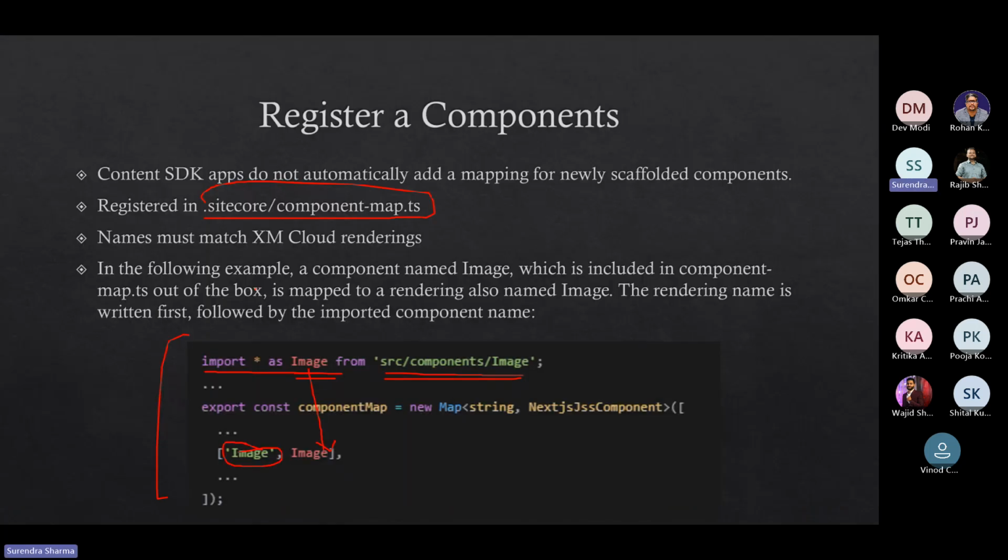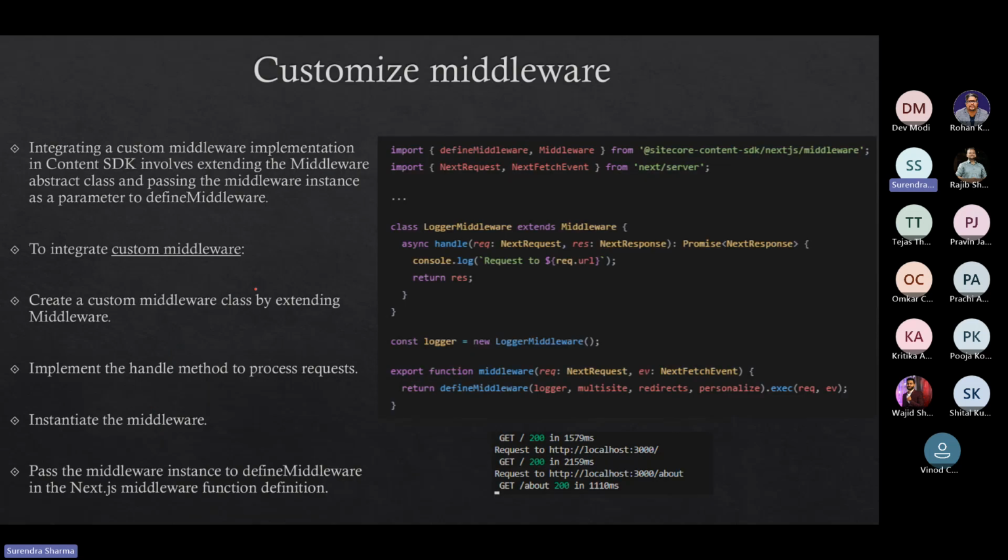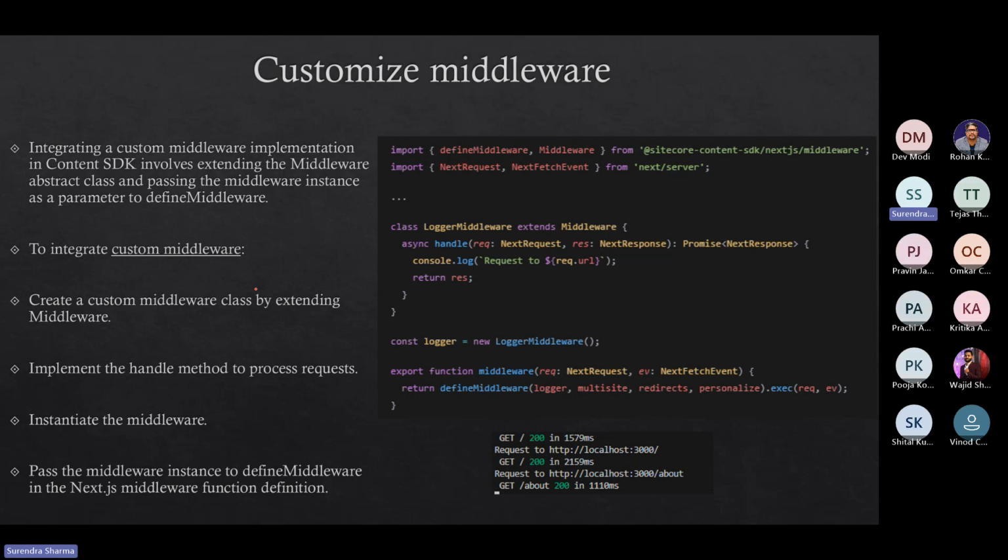Once you're done with this registration, let's suppose that after creating this component, sometimes we want to do customizations. Maybe we want to integrate some third-party API, or maybe we want to implement some middleware. That is also very simple. If you want to integrate another system, or do some customization, there is a file called middleware. Within that one, you can go there and write your own code.